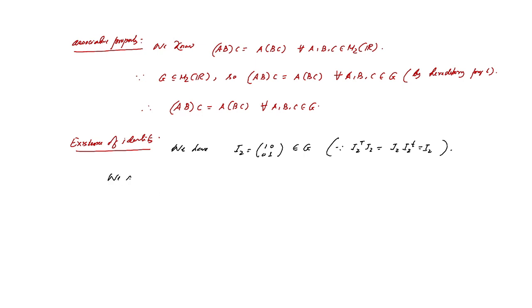And also we see that if you take any matrix A and multiply by the identity matrix, or the identity matrix multiplied by A, it will be again A. That holds for all A belonging to G. And that implies I2 is the identity element in G. So the existence of identity holds. Now we come to the existence of inverse.